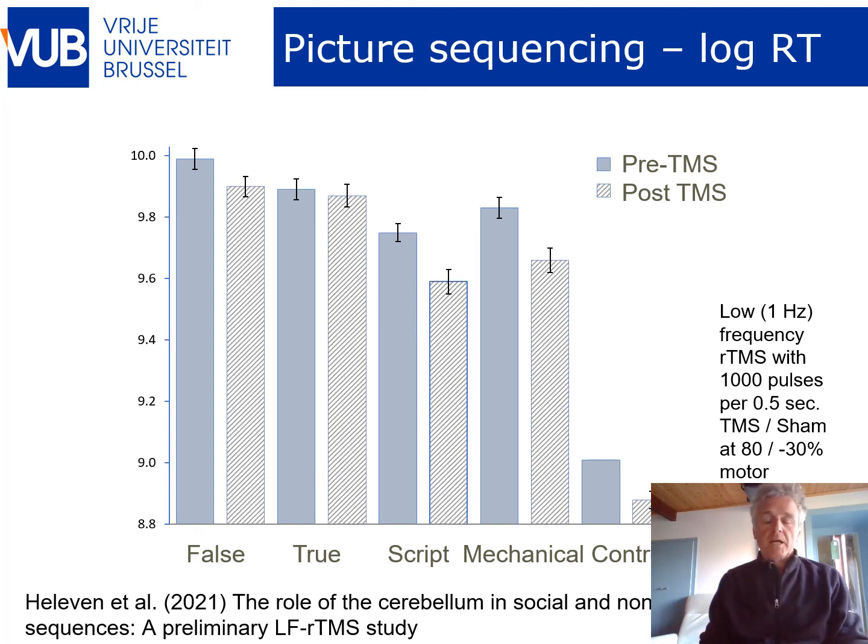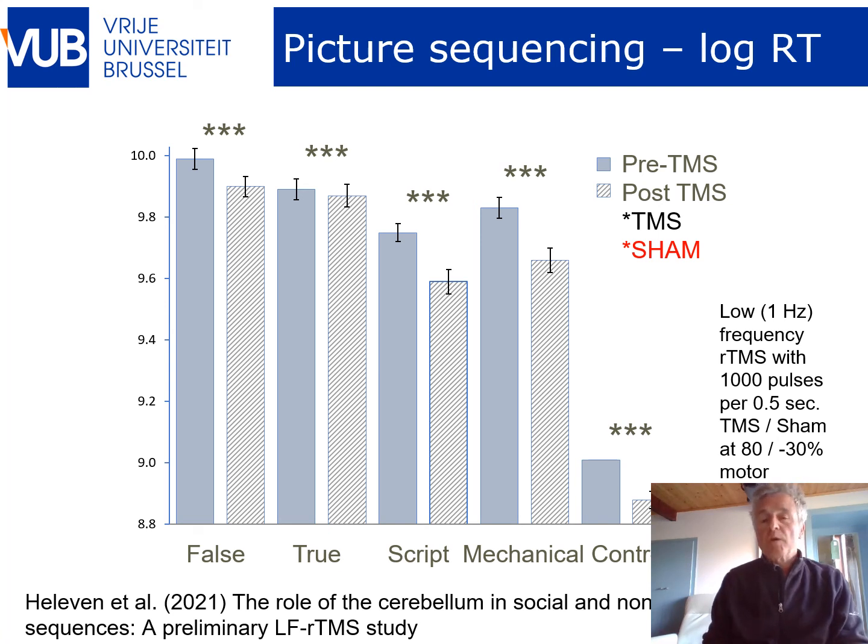Now, if we make a significance test, then you can see that these differences are all very significant. And if we compare this with the sham condition, none of the sham conditions was significant. So there was really a learning effect in the sense that they became quicker at this picture sequencing test under TMS after stimulation, but not under fake stimulation, a sham condition. This was in the picture sequencing tests.